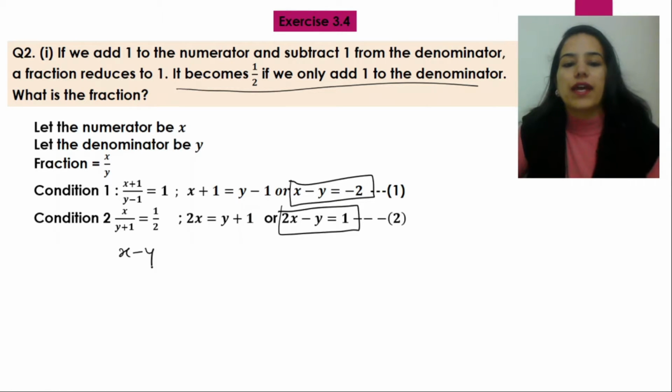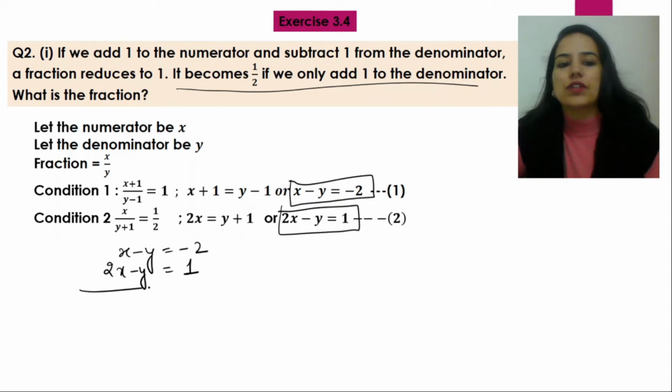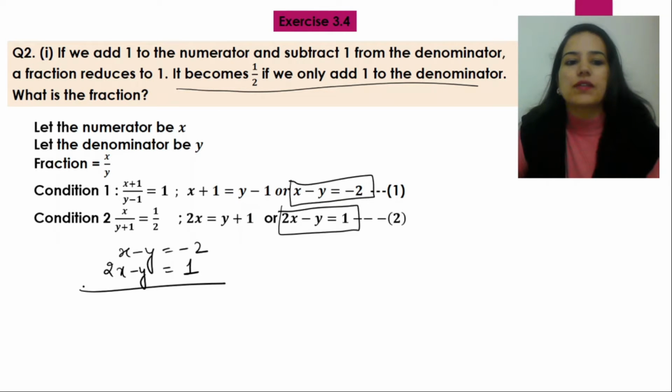Now if I look at the equations, the coefficient of y is already the same. See, there is no hard and fast rule that you have to make the coefficient of x the same; any one will do. So y is already the same, but with the same sign, so I'll subtract: minus, plus and minus. Change the signs, so y and y get cancelled. x minus 2x is minus x, minus 2 minus 1 is minus 3. So x comes out to be 3.